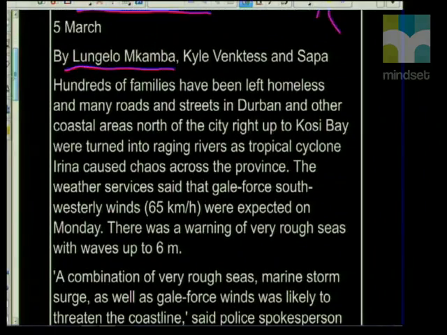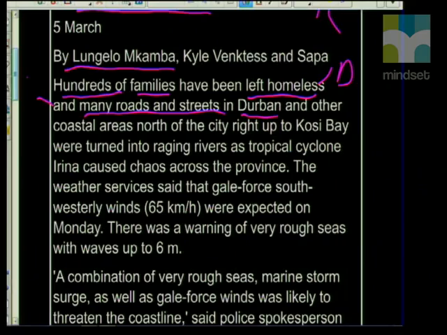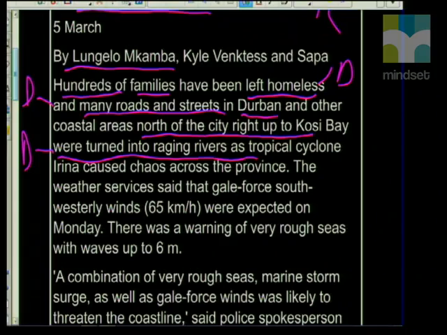Hundreds of families left homeless. Destruction, I'm going to put a D here. Many roads and streets in Durban were damaged. Can you see it's a case study on a specific area? Another destruction: other coastal areas north of the city, right to Cozy Bay, were turned into raging rivers. Flooded, destruction. You've studied all this. Irene caused chaos across the province of KwaZulu-Natal.